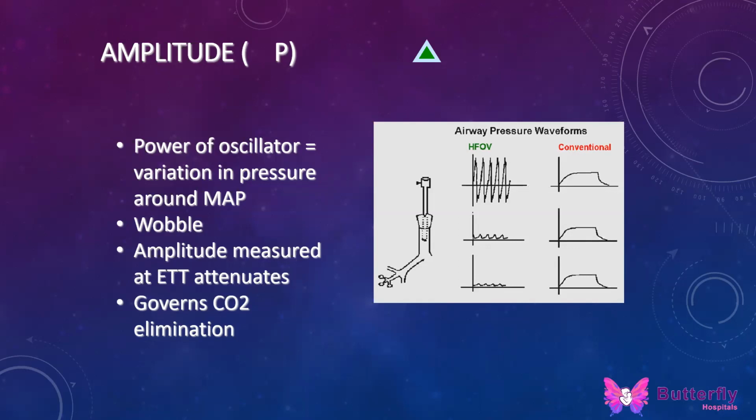Roughly, to start with a number, generally you start at double the mean airway pressure. For example, if the mean airway pressure is 12, you want to start the amplitude around 24, and then adjust the amplitude according to the wiggle of the chest while looking at the baby. Further, you can adjust the amplitude based on the blood gas and carbon dioxide clearance for the babies.